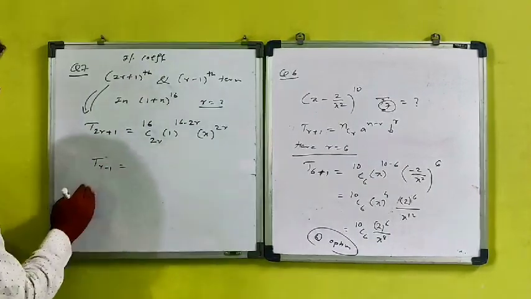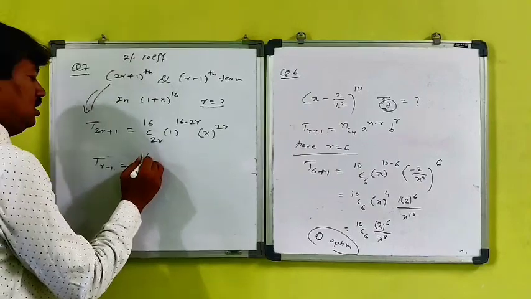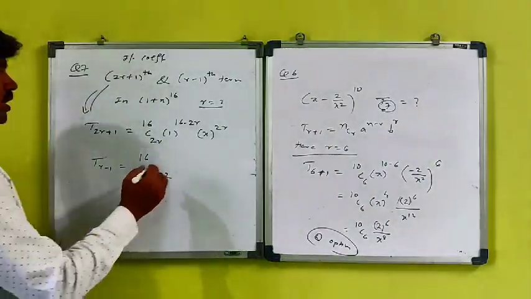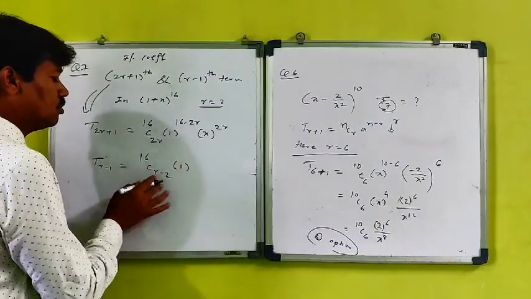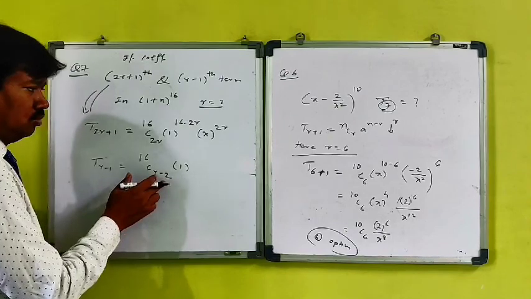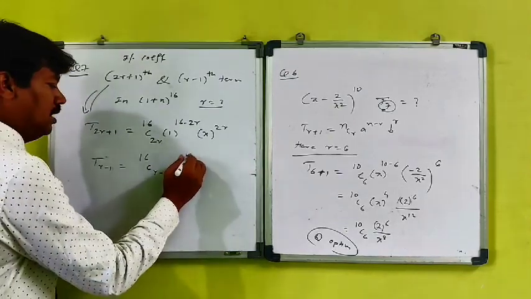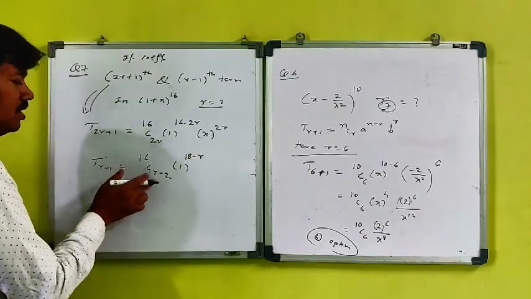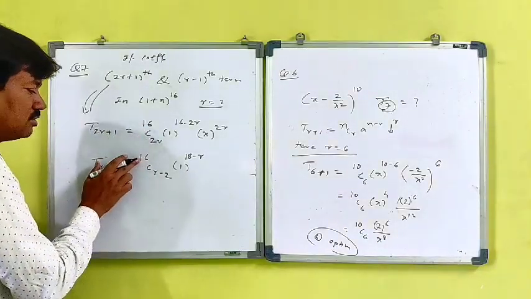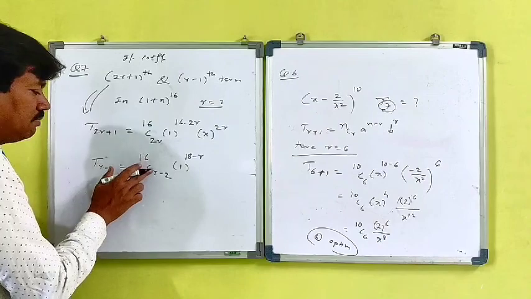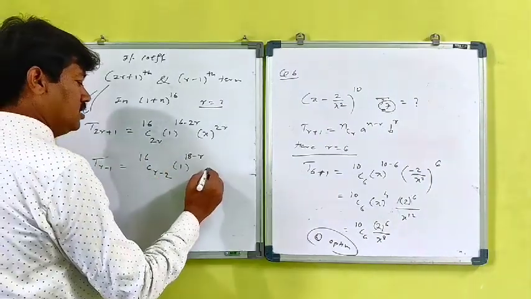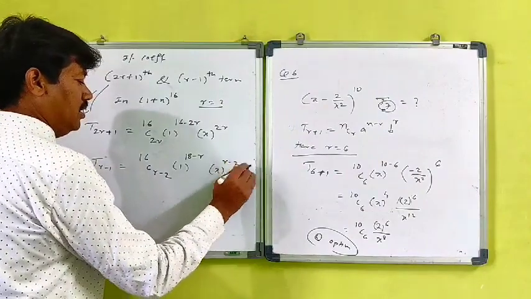So you have to further reduce one more. That is 16C(r minus 2). 1 raised to, both we will subtract, so that is 16 minus r, they become plus 2. That will be what? 18 minus r. Because you have to subtract this, look at that, this minus this, that is the formula, n minus r. So here this minus this, so that will become 16 minus r plus 2, therefore it is 18 minus r will come here. And here it is x raised to 2r minus 2, like this.